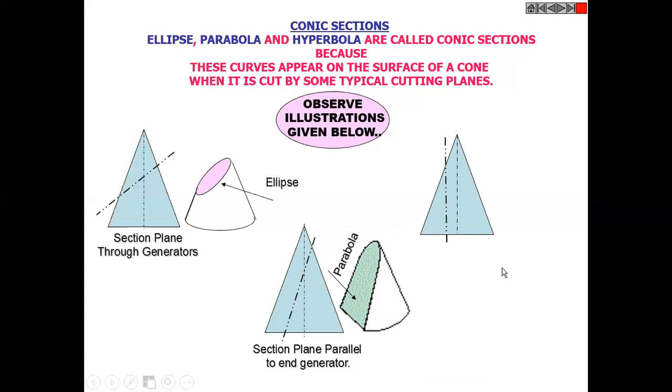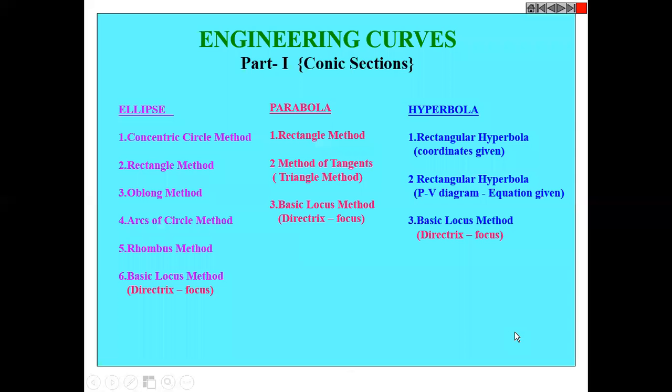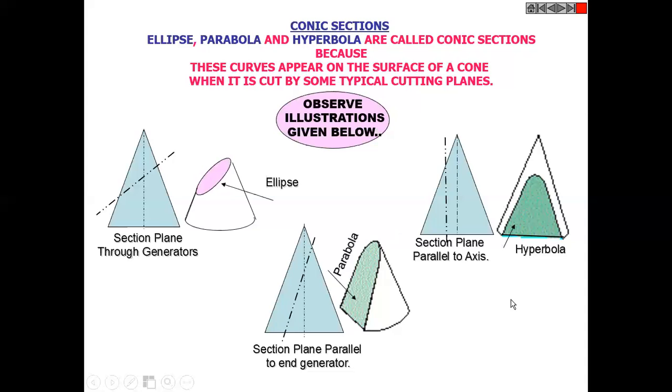Then this is the third figure. Now see that I change the position of the cutting plane or section plane. If I cut the cone from here, the curve that appears on the surface of the cone is a hyperbola. This is the difference between how we get the ellipse, the parabola and the hyperbola. Every time we are changing the position of the cutting plane.